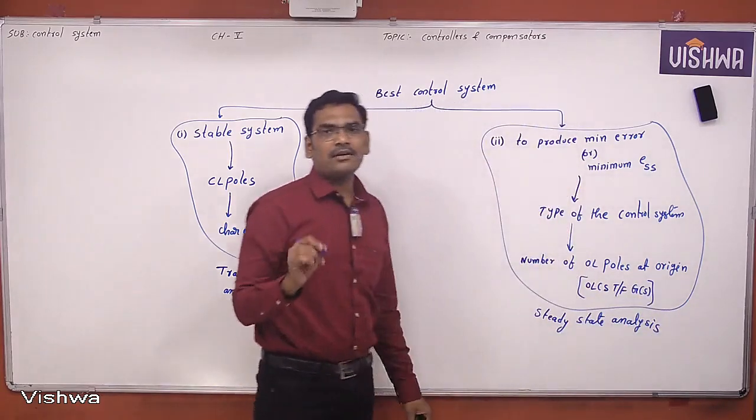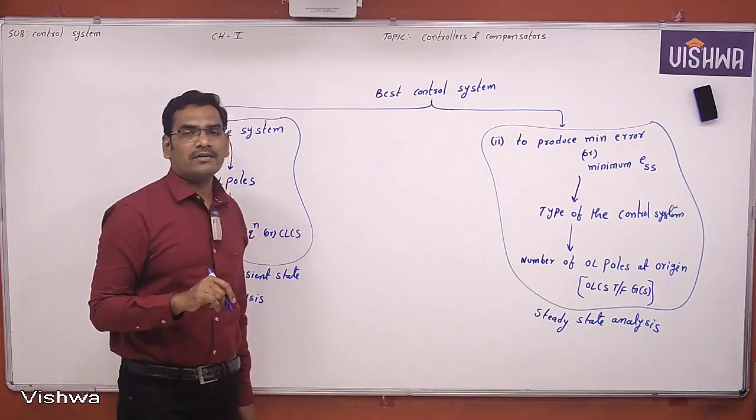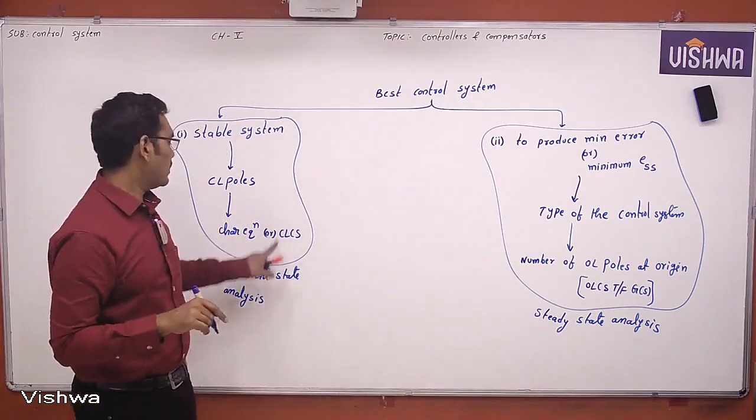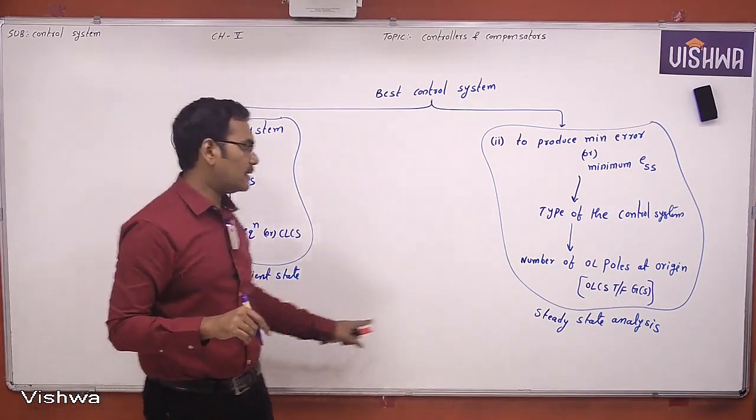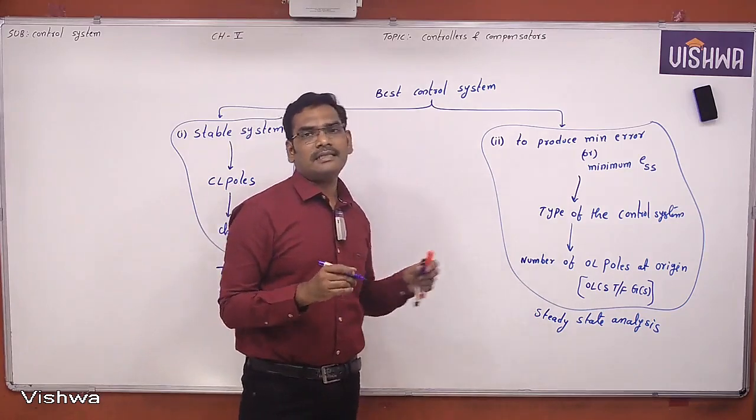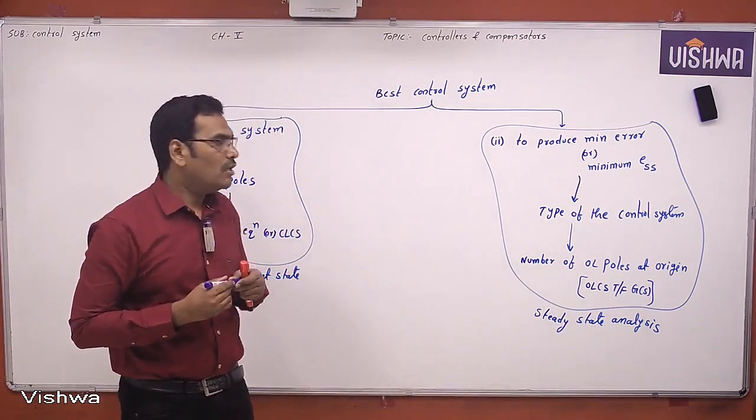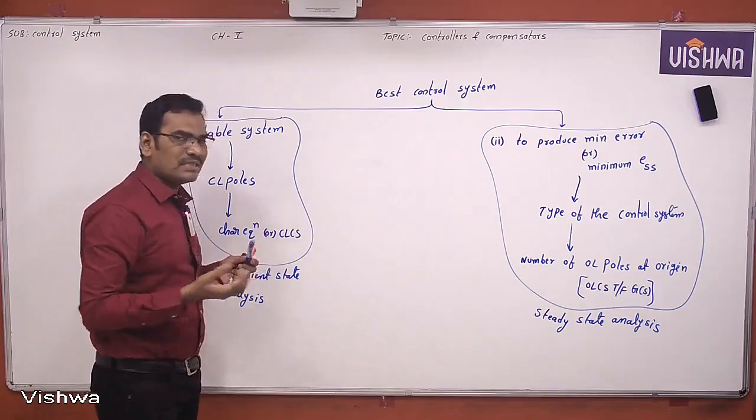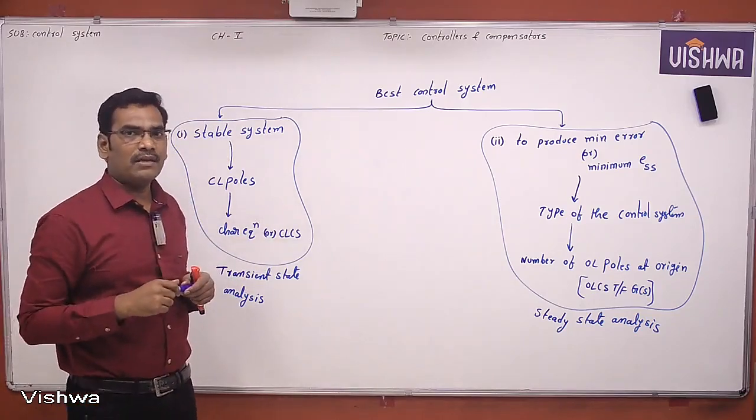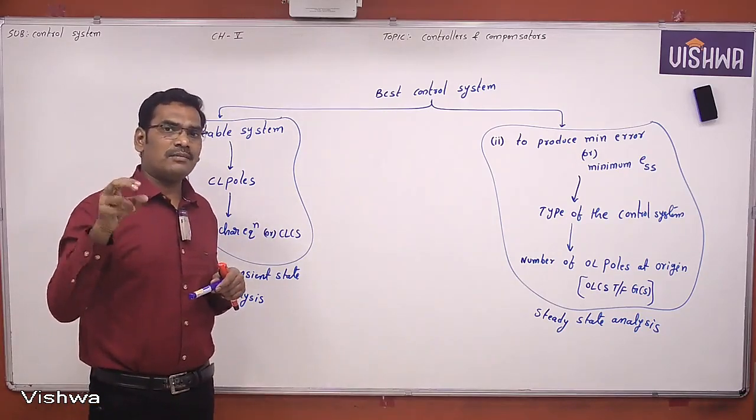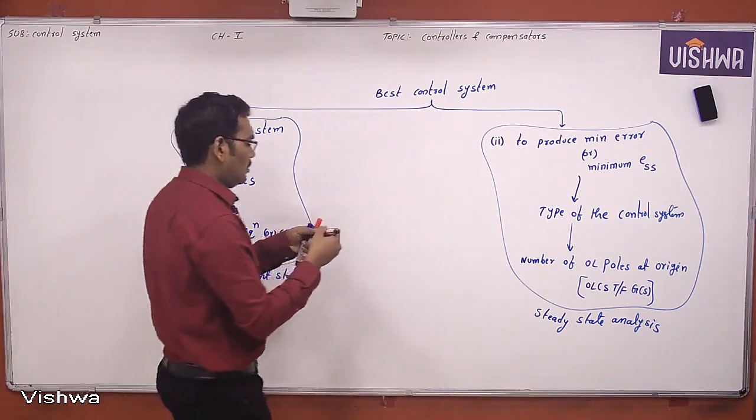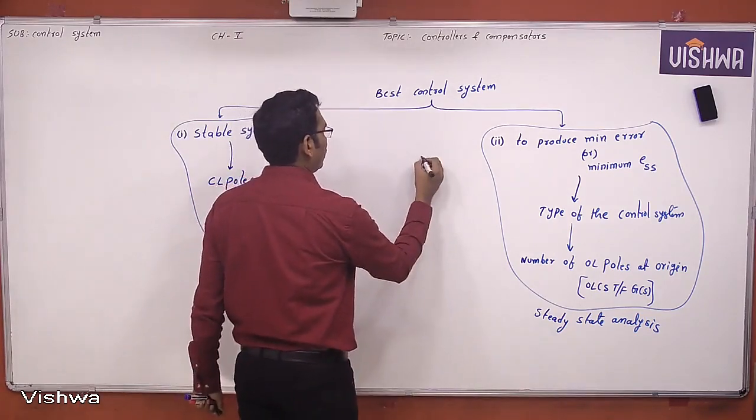So the best closed loop control system is one where I want a best transient state analysis and I want a best steady state analysis. Understand or not? So in order to produce these particular features, for actual systems which we want to use, let us take this as an actual system.